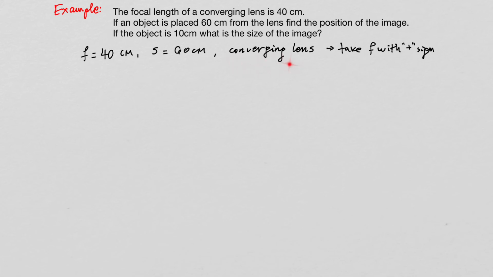This is a converging lens, which means that in the lens equation, we must take the focal distance with a positive sign. Since the question is to find the size of the image, that means that I must calculate the magnification of the lens. The magnification of the lens requires us to know the image distance. In order to find the image distance, I need to use the lens equation. So let's solve the lens equation for the image distance.